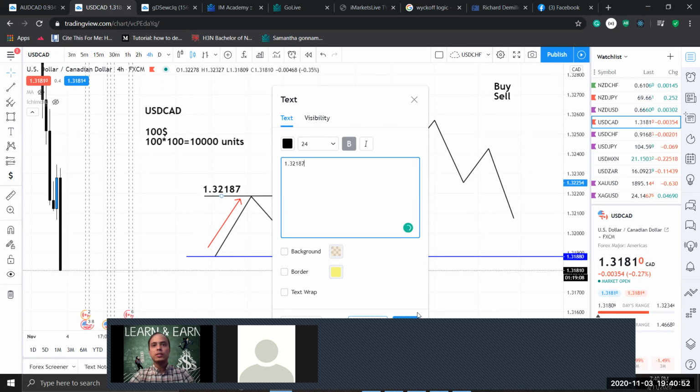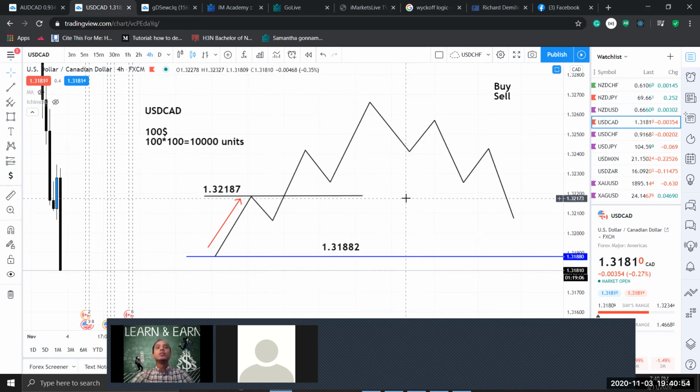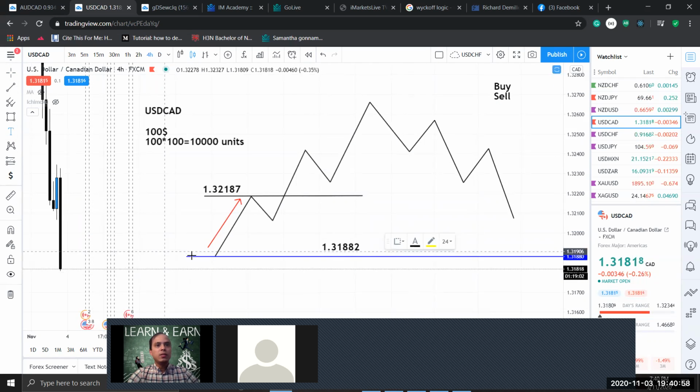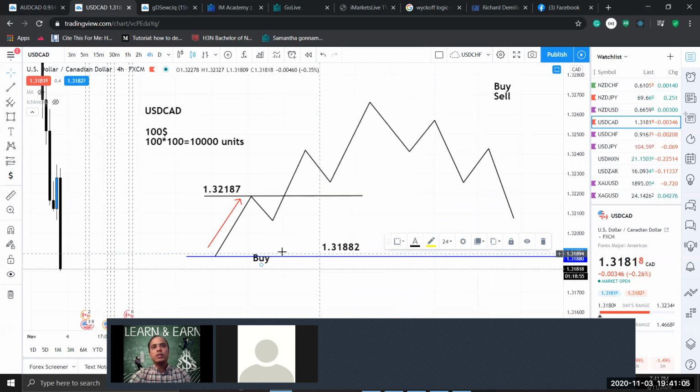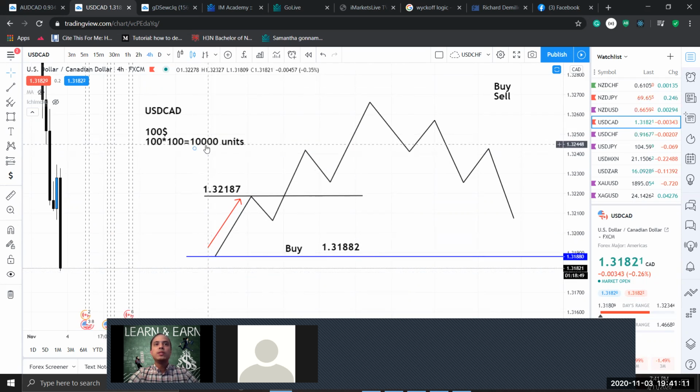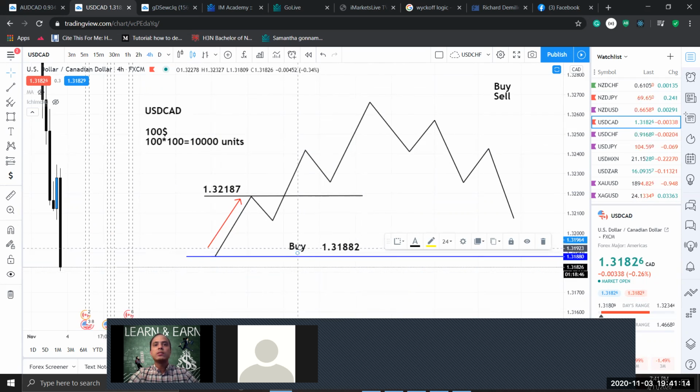So this is all basic stuff, guys. Do not over stress. Currently we are in buy. We are buying USD in Canadian dollar at 1.31882. That means these units we are buying at this price.